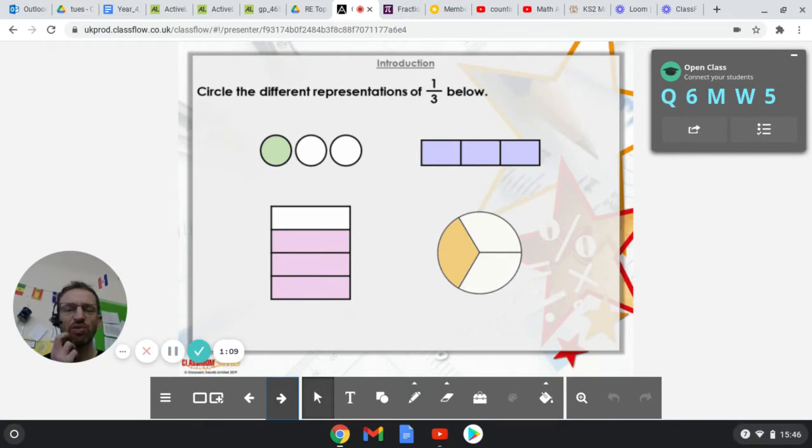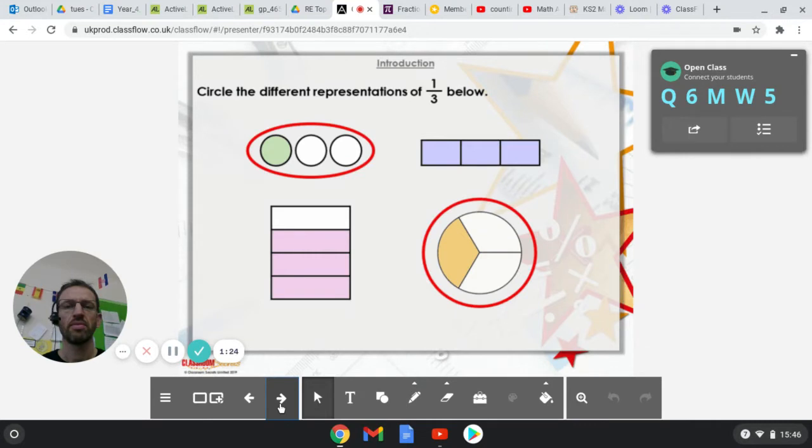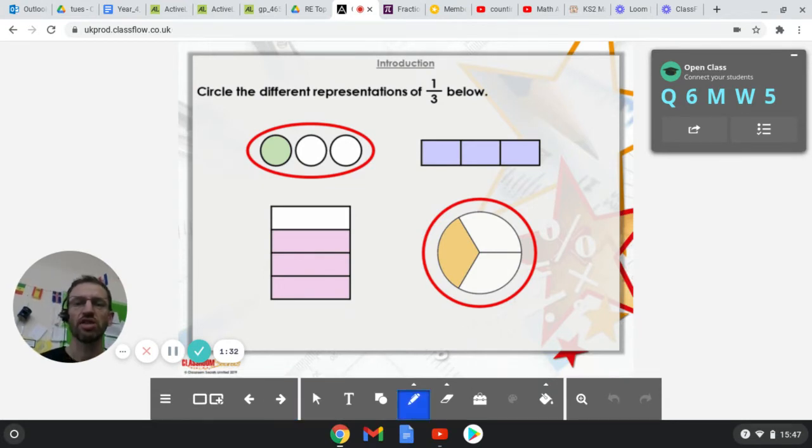Okay, so let's look briefly at different ways we can represent 1/3. Now, two of these do not represent a third. Which of the 4 images represents 1/3? That's right. These two represent a third. This one, you would have to have something coloured in on it to represent a third. One of the sections would have to be looking different, and obviously this one is showing perhaps, well, not 1, but perhaps 3/4.